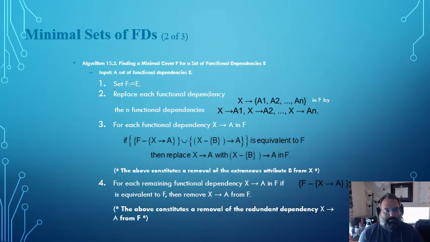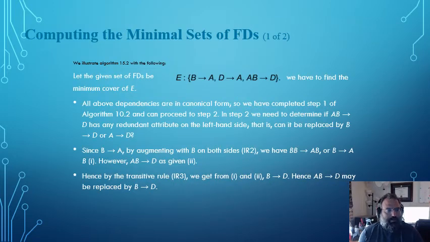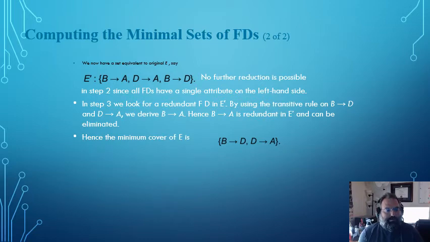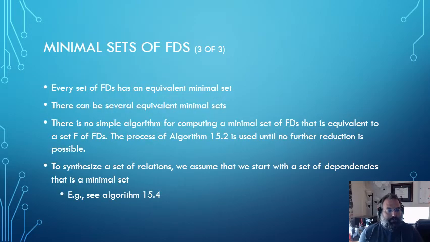Algorithm 15.2, finding the minimal cover F of a set of functional dependencies E. Illustration of algorithm 15.2 is as follows. We now have a set equivalent to the original E, say E prime: B implies A, D implies A, B implies D. No further reduction is possible in step 2 since all functional dependencies have a single attribute on the left-hand side.